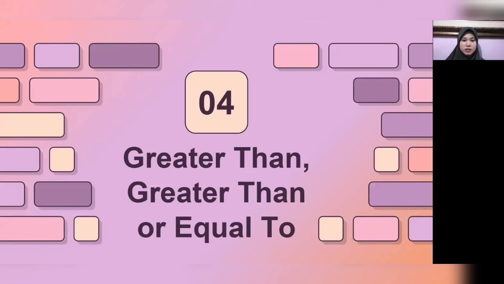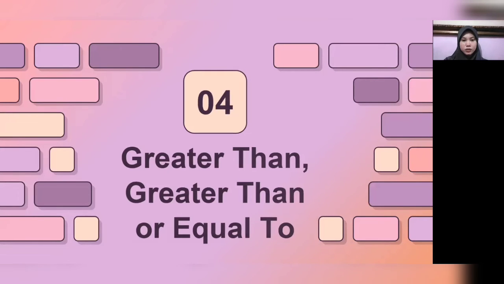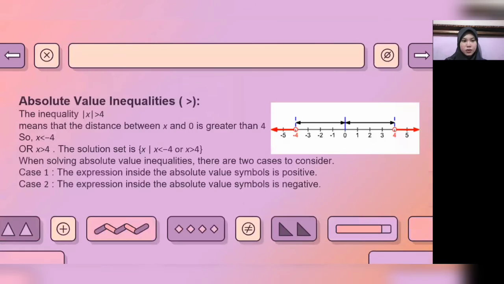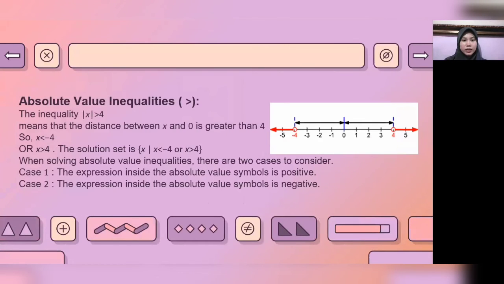For greater than or equal to. Absolute value inequality. The inequality absolute value of x greater than 4 means that the distance between x and 0 is greater than 4. Look at the picture. So, x is less than negative 4 or x is greater than 4. The solution set is x less than negative 4 or x greater than 4.